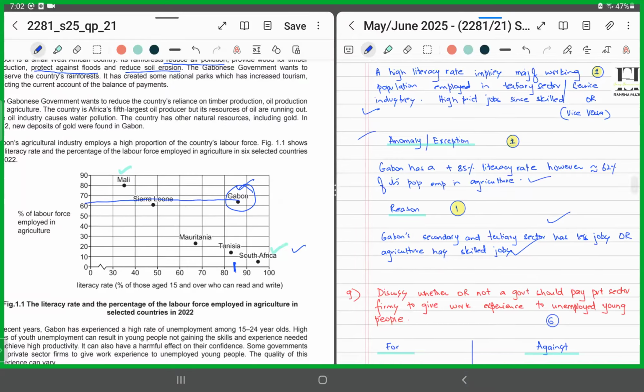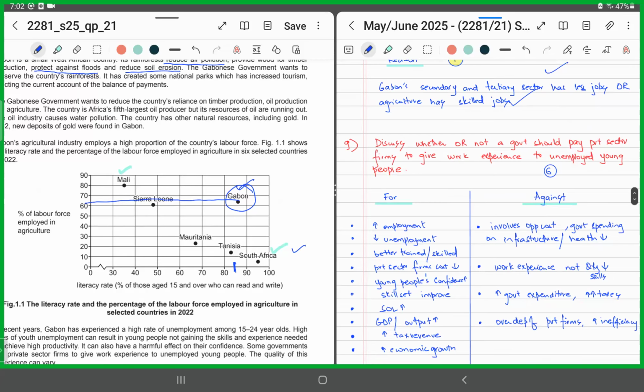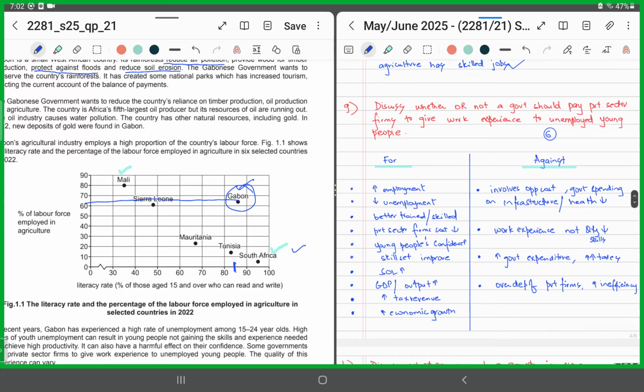Moving forward, part G. Part G is again a discussed question. It's a 6-mark question. You will give reasons not exceeding more than 4 marks for answering one side. Again, not more than 4 marks you will be awarded for answering either side. So you have to give a balanced argument. If you want to brush it off with a conclusion, you can. However, if you do not want to, it's up to you.